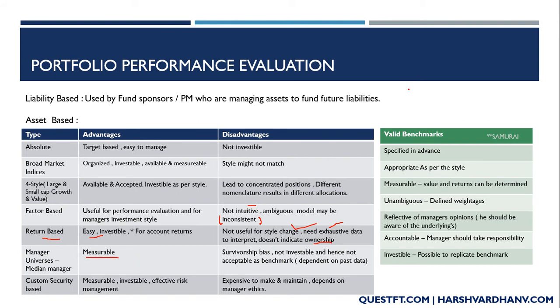So what happens over here? Suppose in the Indian fund industry, you have top 10 fund managers, for example, and all those top 10 fund managers have some returns given, and you have an index of the top 10 fund managers. You can take this index as the benchmark, and you can benchmark your performance against this. So it's measurable in that sense, because all fund managers will have some returns that they're given. But it is prone to survivorship bias and hence cannot be acceptable as a benchmark.